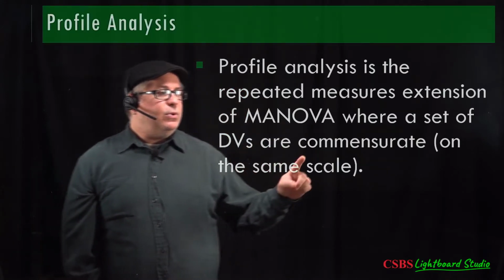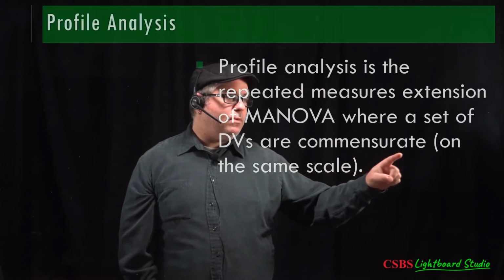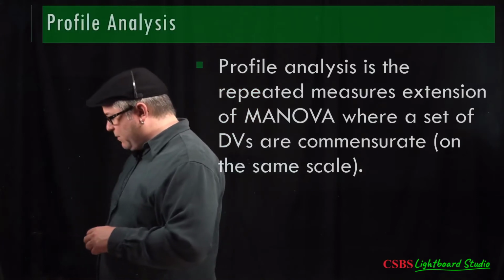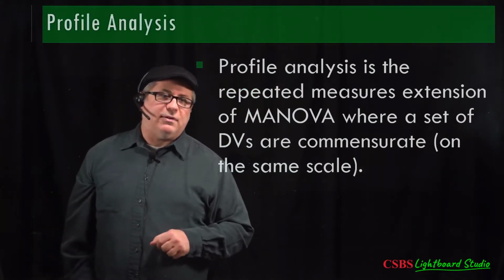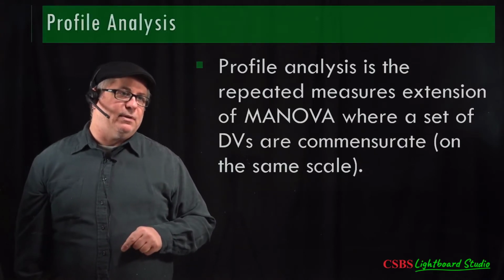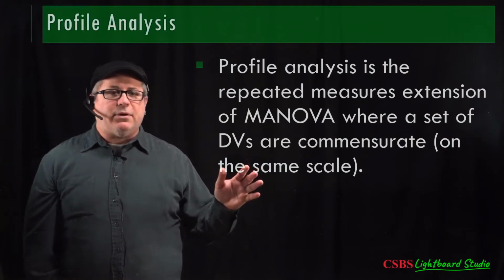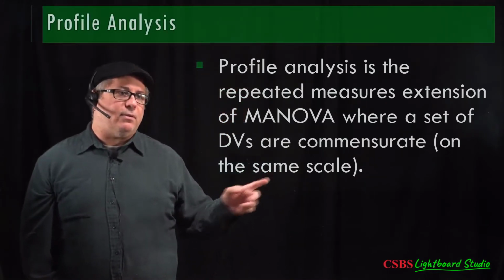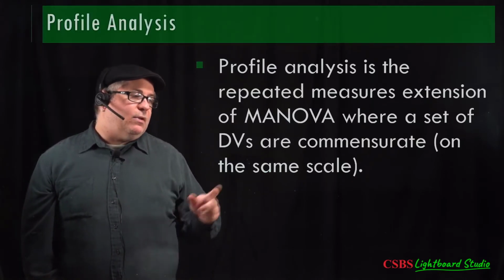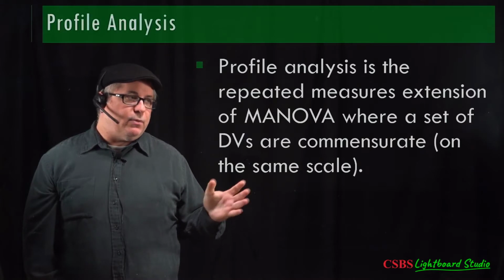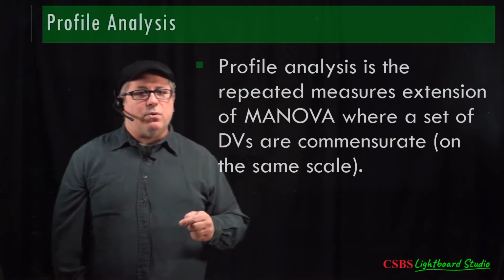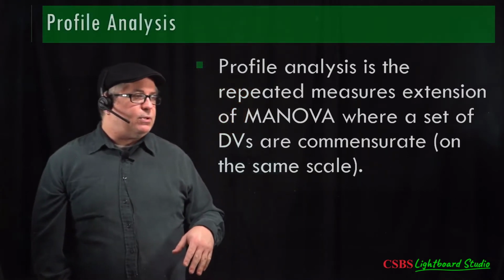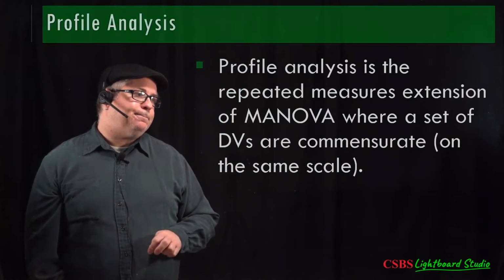The only thing, and this is a nice new word that you may not have heard before, a nice GRE word, is commensurate. Commensurate means that they are measured on the same scale. So if you have a bunch of items that are all 1 to 7 Likert scales, then those items are commensurate. And as long as the scales are commensurate, then you can do a profile analysis. Whether they're different items or the same item measured multiple times doesn't make a difference. They're commensurate, so you can apply this idea of profile analysis to it. All right.